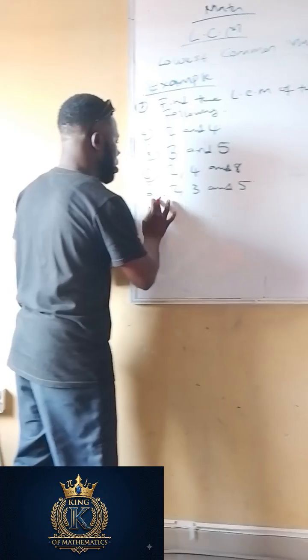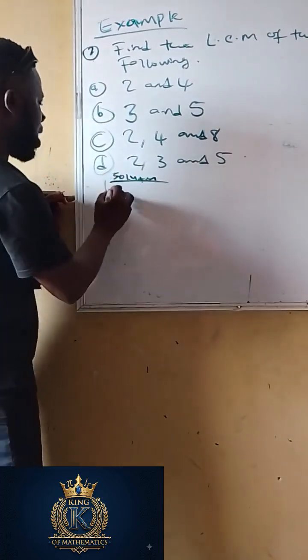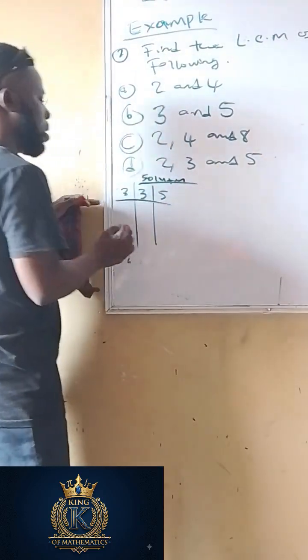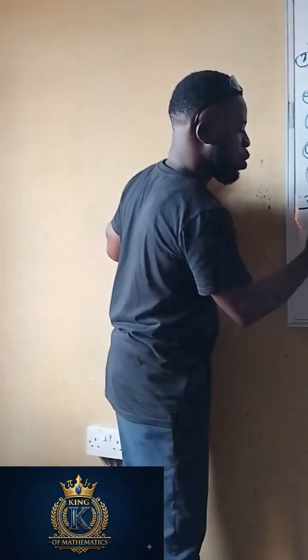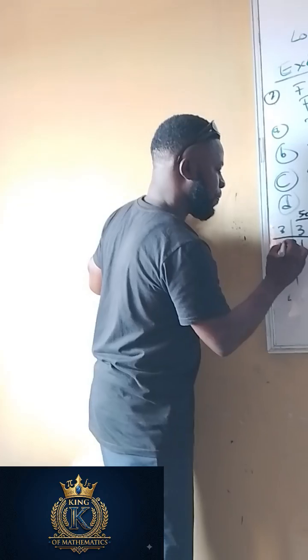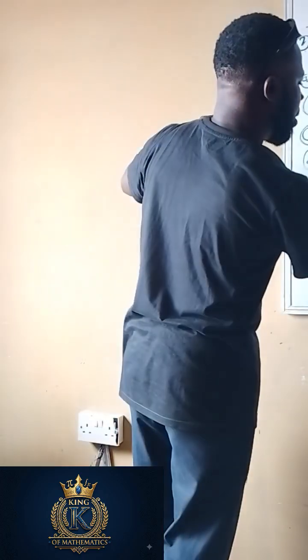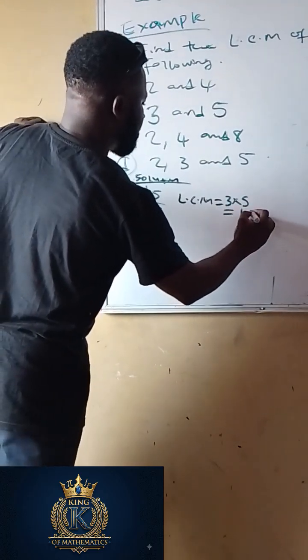Method 2, solution B. We have 3 and we have 5. We use our prime numbers. 2, 3 here, that's 1, and we have 5. 5 here, we have 1 and 1. Our LCM equals 3 times 5, which is 15.